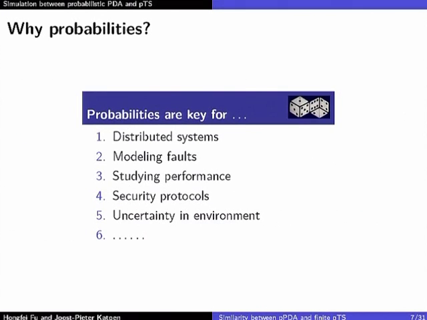Good. Why do we look at probabilities? Well, they're used in randomized distributed systems. If you want to talk about the performance of systems, if you want to model components that can fail, then typically you are talking about the failure rate. Security protocols are heavily based on probabilities, so there are many reasons to look at probabilities.